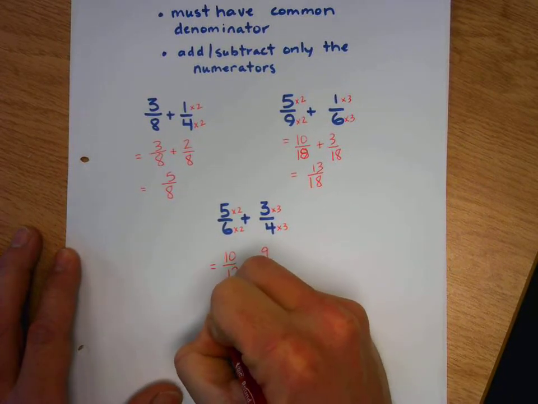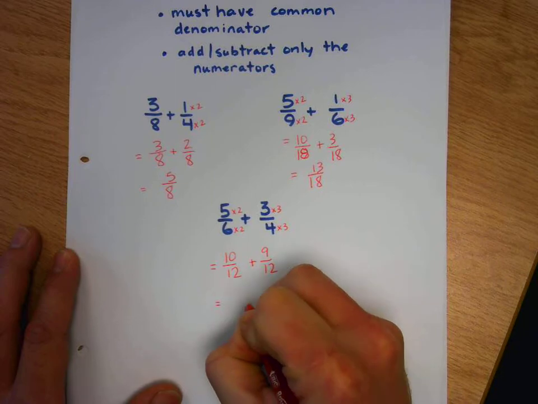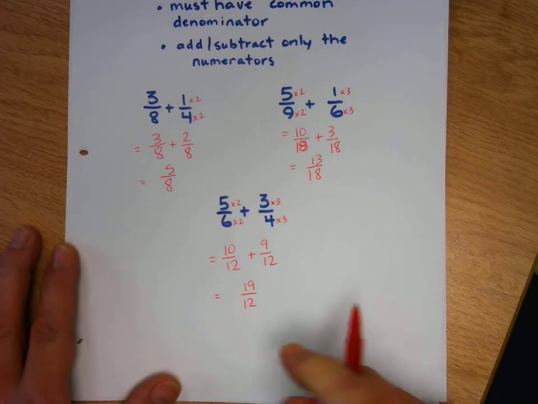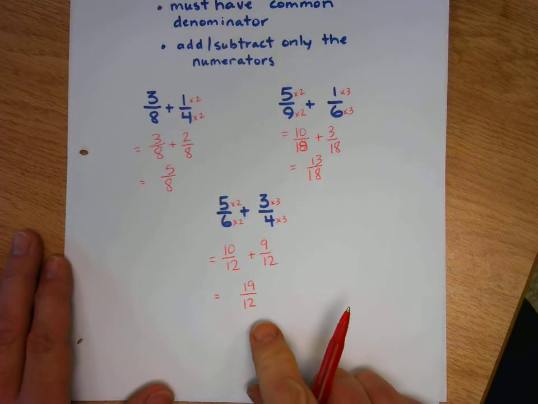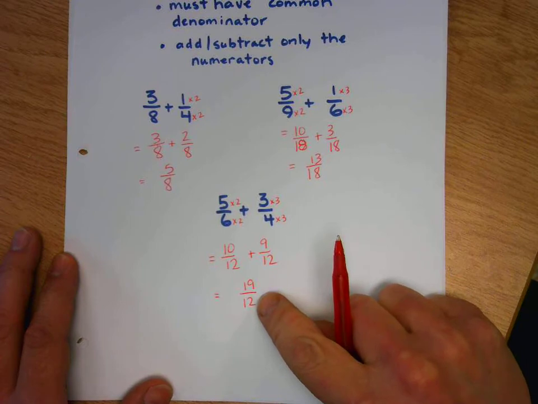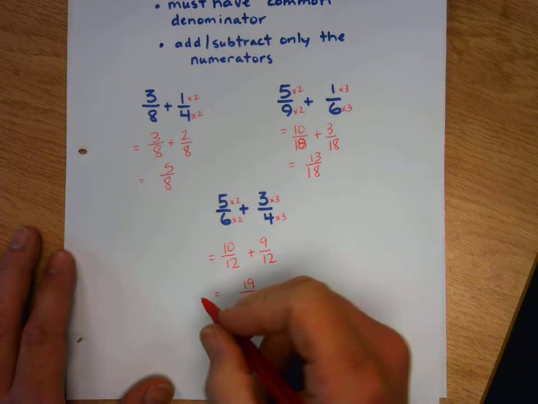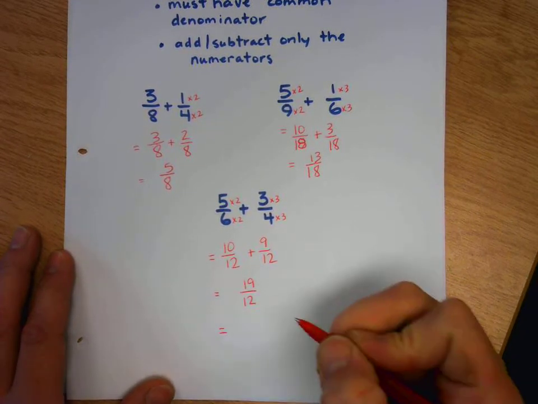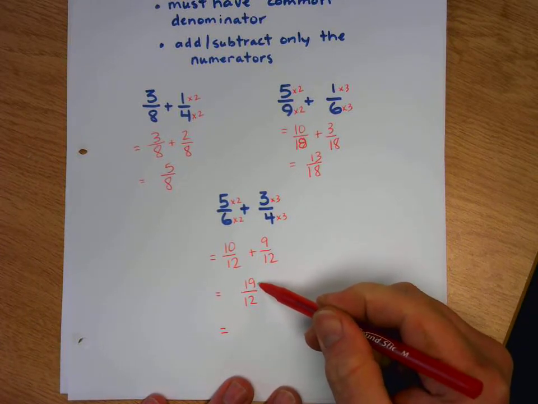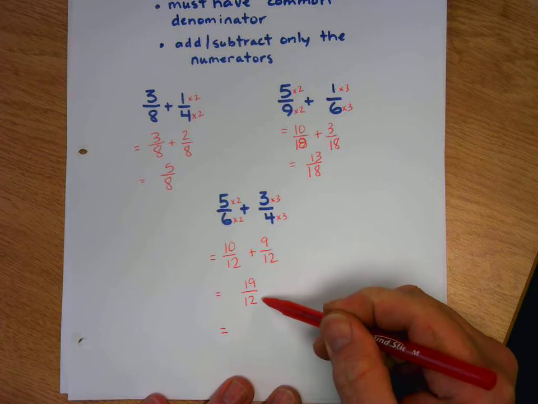And what we're going to notice here when we add these two fractions, now they have a denominator of 12, 10 plus 9 gives us 19. 19 over 12 is a representation of an improper fraction where the numerator is larger than the denominator. In this case, we have to switch this to a mixed number. Remember, the numerator represents the parts that we have, and the denominator represents the parts in a whole.